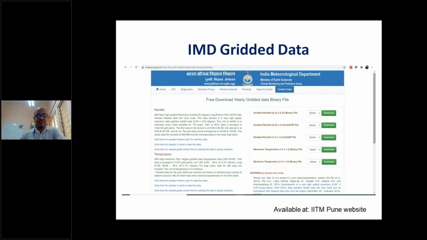IMD also provides gridded meteorological data for the entire country. Precipitation data is at quarter degree by quarter degree resolution, and temperature data is at 1 degree by 1 degree resolution. So you can download it and do a little bit of pre-processing. Nowadays, it is also available in NetCDF, and many of the advanced models require input data in NetCDF only. It is available in binary format also, and in NetCDF also.